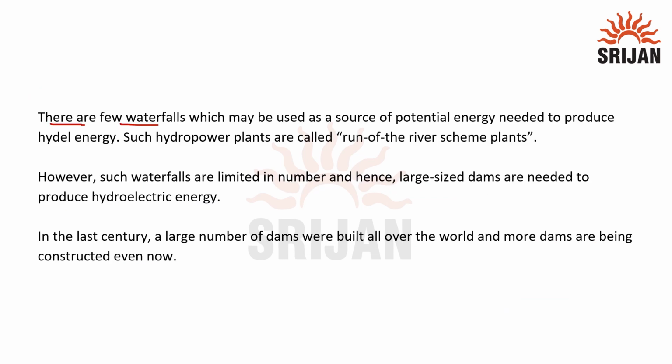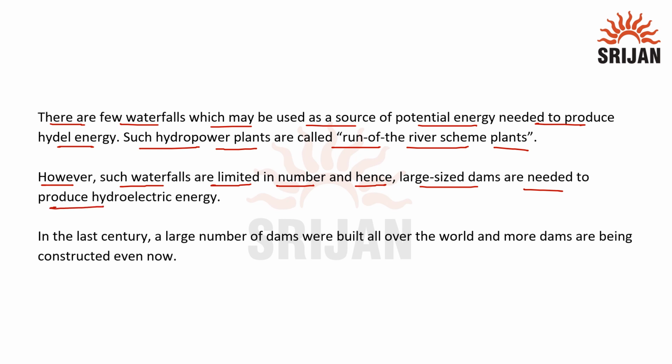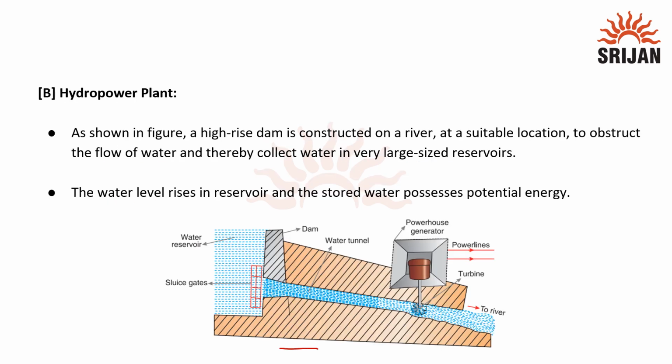There are a few waterfalls which may be used as a source of potential energy needed to produce hydel energy. Such hydropower plants are called run-of-the-river scheme plants. However, such waterfalls are limited in number and hence large-size dams are needed to produce hydroelectric energy. In the last century, a large number of dams were built all over the world and more dams are being constructed even now. Here we can observe the setup of hydroelectricity generation.